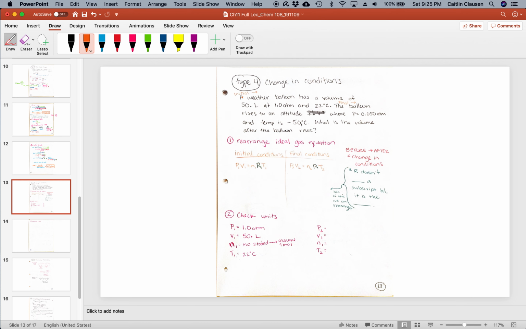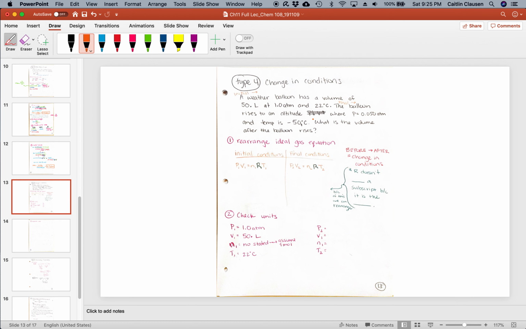A weather balloon has a volume of 50 liters. That decimal place tells you 2 significant figures at 1.0 atmosphere and 22 degrees Celsius. The balloon rises to an altitude where the pressure is now 0.050 atmosphere and the temperature is now negative 50 degrees Celsius. What is the volume after the balloon rises?